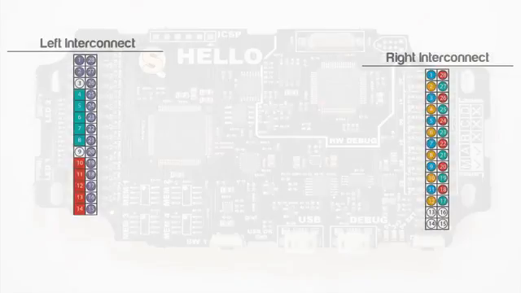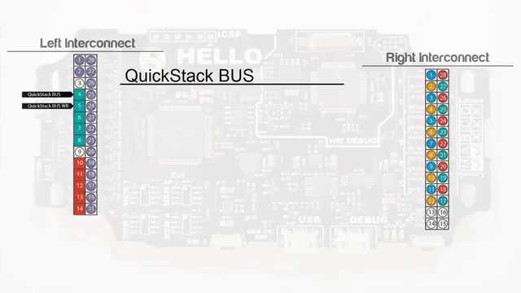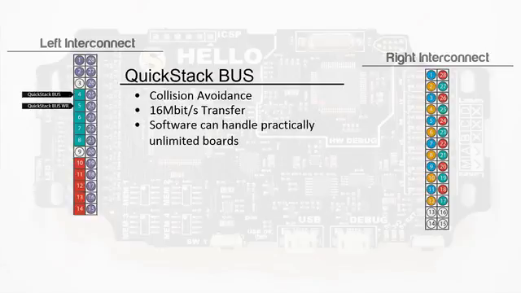QuickStack is truly stackable on a hardware and software level. One of the main challenges with making something stackable is pin contention. That's when two boards try to use the same pin. We've solved this problem in a number of different ways. First, we developed the QuickStack bus, a two-line bus with collision avoidance and up to 16 megabit transfer speeds. It also allows a practically unlimited number of boards to be connected to it.